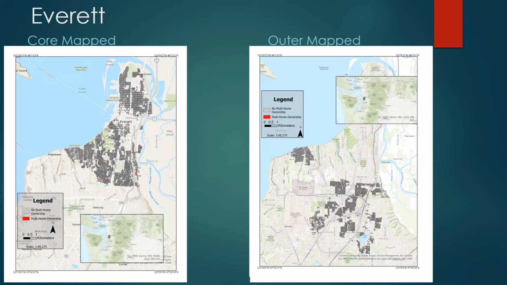In Everett, most of the properties and the core itself are focused in the north, though we do have splotches of single-family homes in the south and the west of Everett. We can see later on that there is also a trend with more multi-home ownership being centered in the core and around the core than there is in the outer.